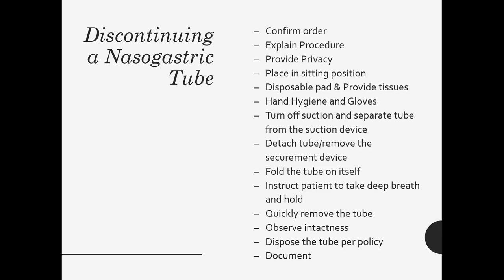You definitely want to make sure that you've got towels, pads, whatever, covering your patient, because there's probably going to be some gastric contents on the bed or whatever when you pull it out. And then you're going to observe for intactness, so make sure it's all still intact. And then you are going to dispose of the tube per policy and document that you removed it and that the patient tolerated the procedure well. The NG tube was still intact.